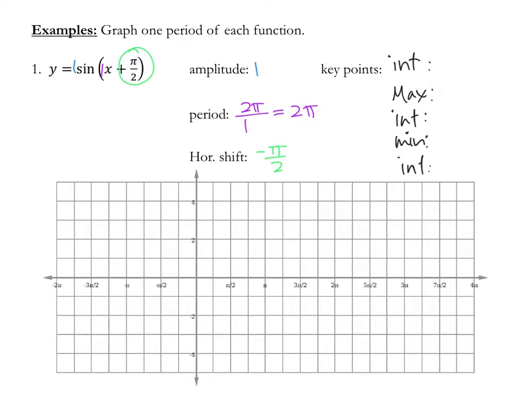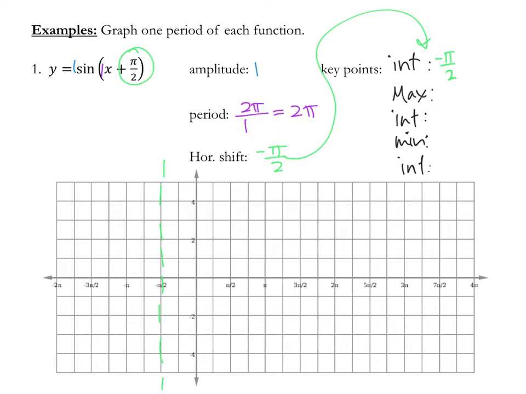Here is the other part that's different. That horizontal shift value is where we have to start. So we're starting at negative pi over 2, and we can actually mark that. Let's go ahead and mark that. We're going to mark it with a vertical dotted line on the graph. That's going to be our starting point. That's where we're shifting to. Then you can add your increase by amount onto that.